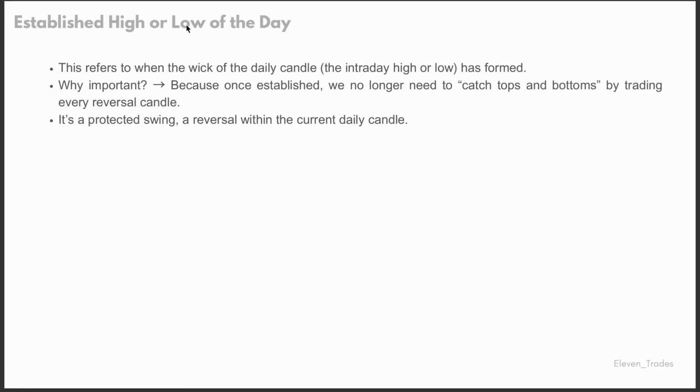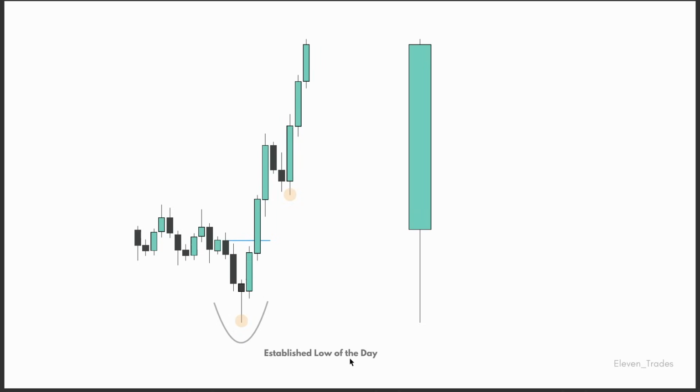Now, establish high or low of the day. This refers to the daily candle's wick or intraday high or low. Why is it important? When we have an intraday low of the day or an established low of the day, open low, we have a change in the state of delivery confirming that. Now we can trade the continuation higher away from that, and we won't be catching tops and bottoms.